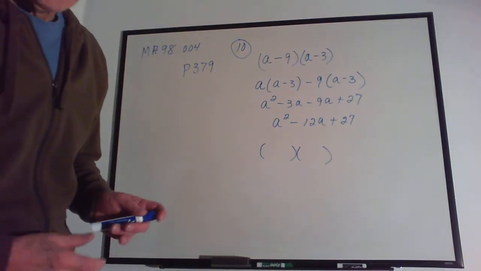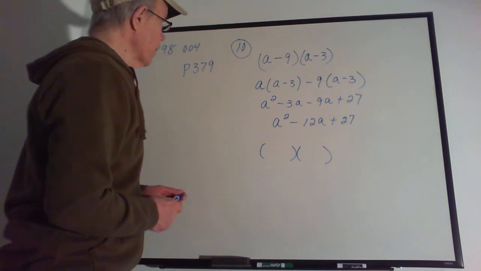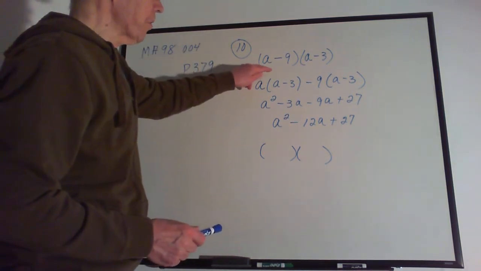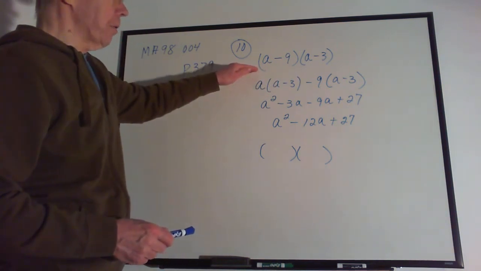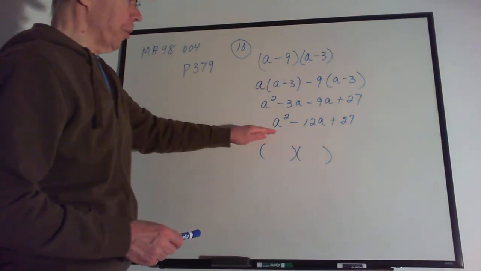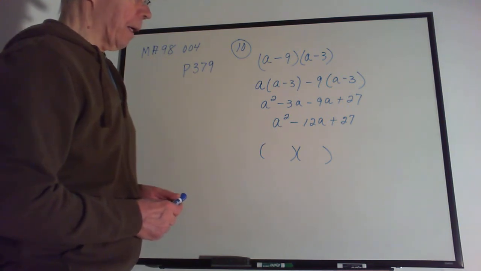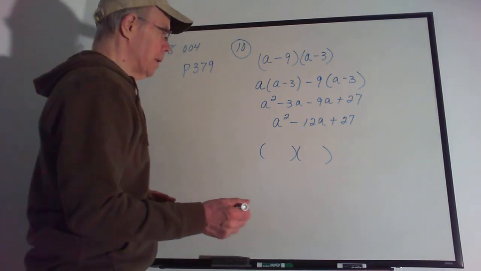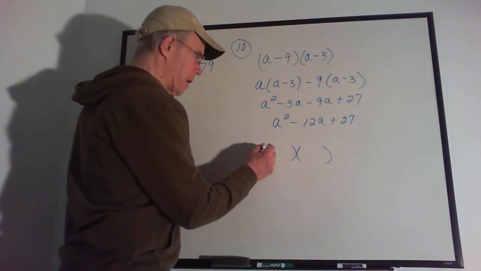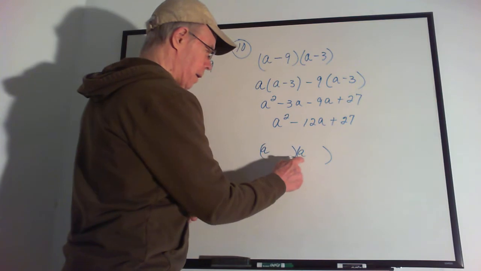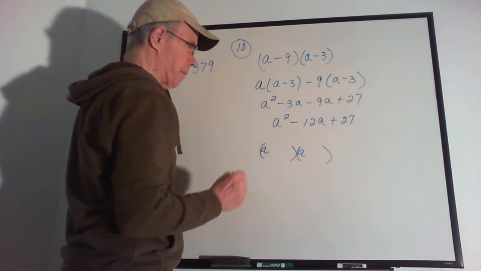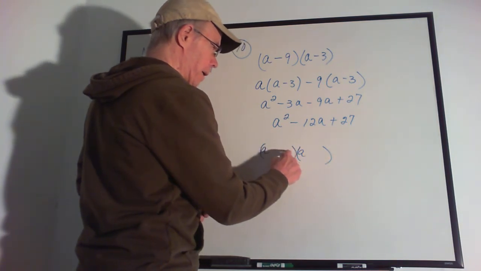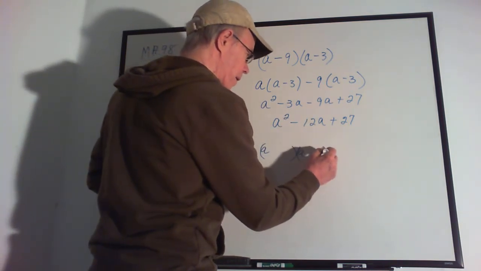Nice. All right, page 379, number 10. They give you this in the book. I'm going to start off with the factors because remember how to do this. Multiplying through, you end up with a squared minus 12a plus 27. Now I want to put it in reverse direction. That means that whatever I put here, this term times this term is going to give me a squared. Whatever I put here, multiplied by this, has got to give me 27.